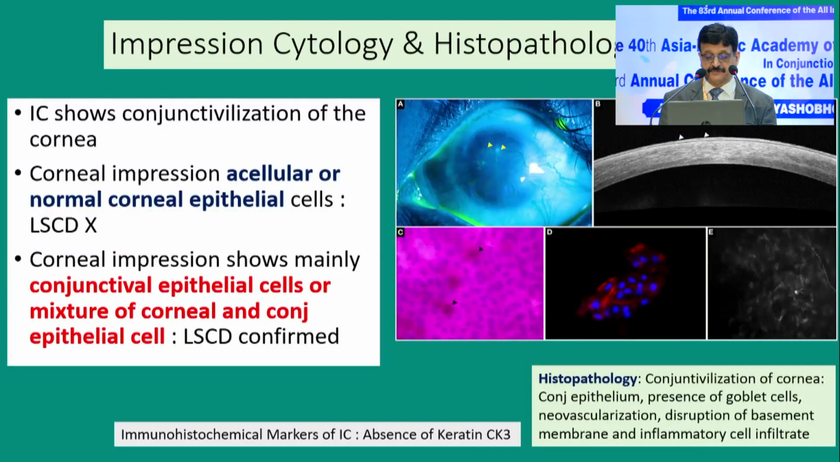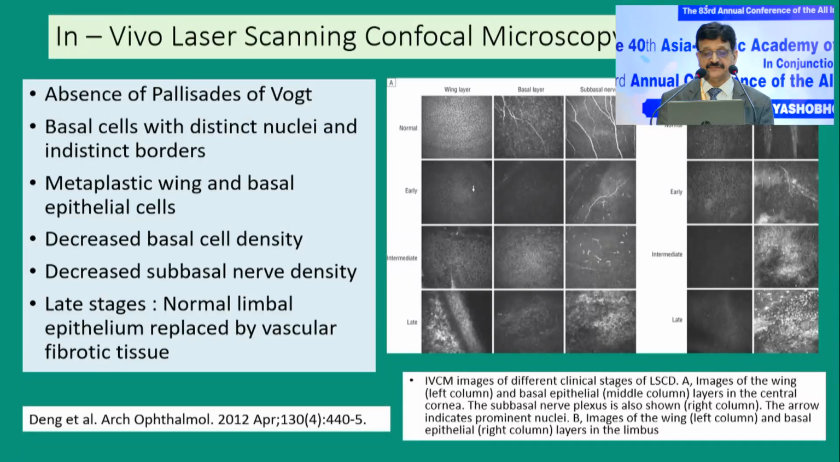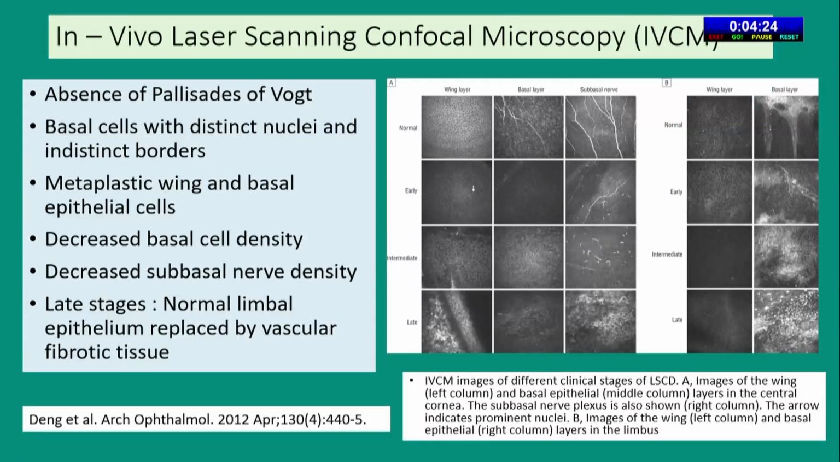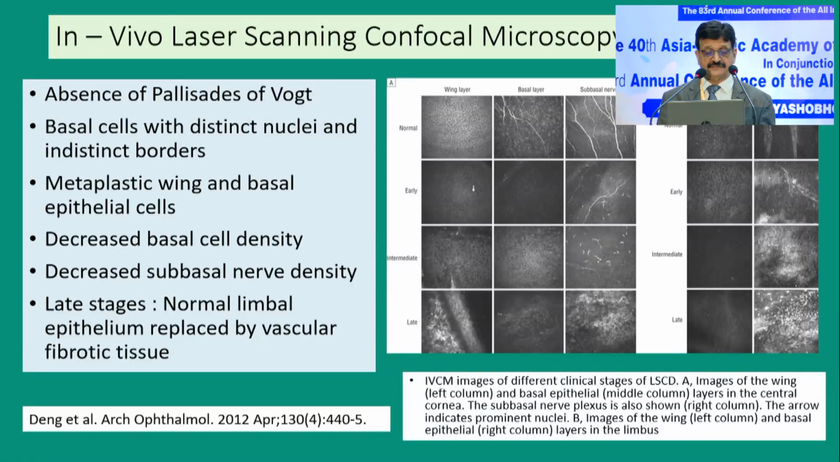Immunohistochemical studies can also be done, and absence of cytokeratin CK3 also indicates limbal stem cell deficiency. Some of the imaging techniques like confocal microscopy can be used to detect limbal stem cell deficiency. When we do confocal microscopy, there may be absence of palisades of Vogt. Basal cells with distinct nuclei and indistinct borders are another indication. Metaplastic wing cells, basal epithelial cells, decreased basal cell density, decreased subbasal nerve density, and in late stages, the normal epithelium is replaced by vascular fibrotic tissue.